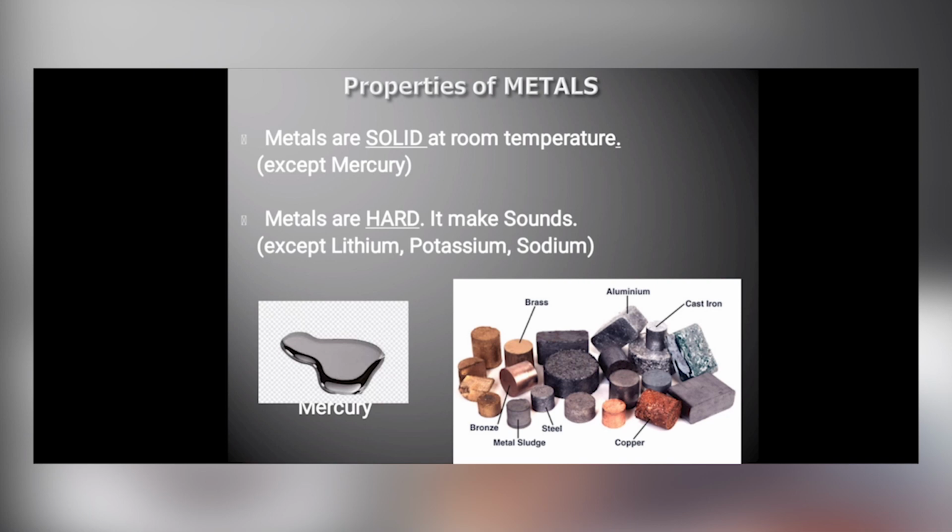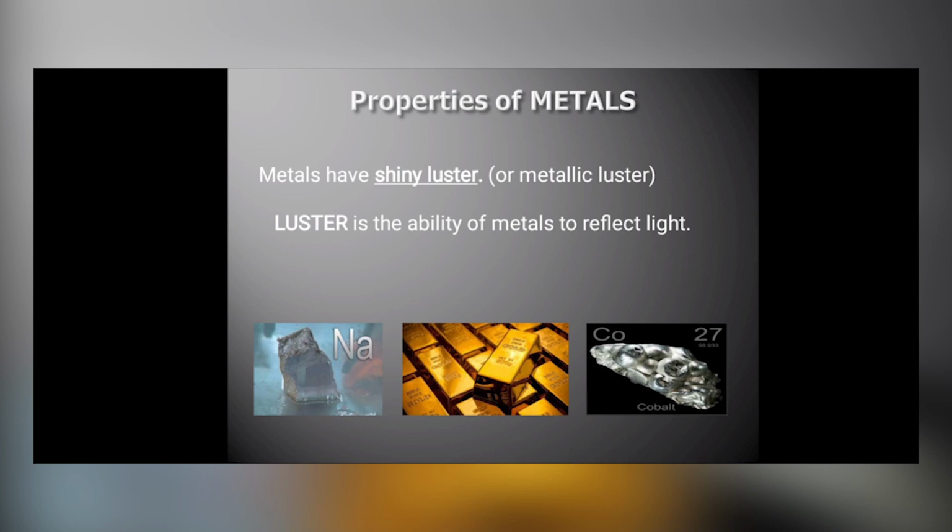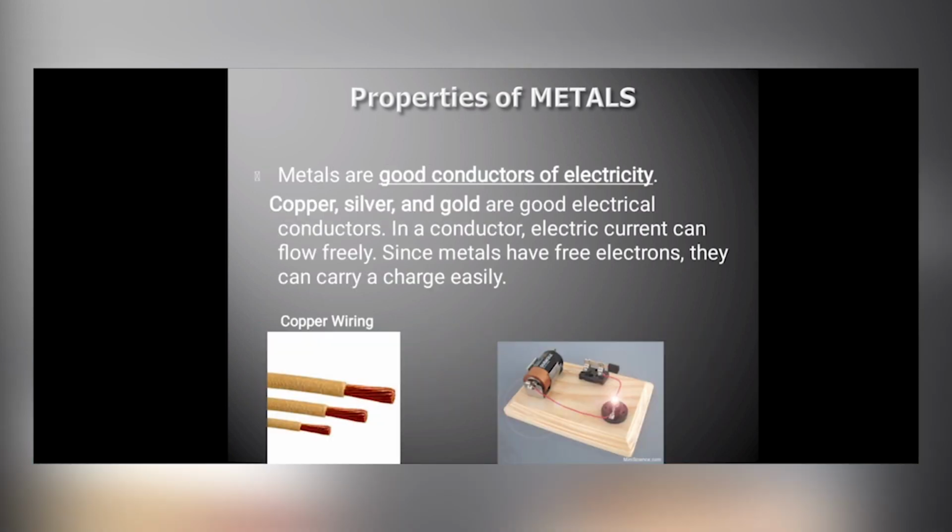On next, the third point. Metals have shiny luster, or it is otherwise called metallic luster. Shiny means it shines. Luster is the ability of metal to reflect light. The metals which reflect light have luster. So metals have shiny luster. Were you able to understand? It's very simple.